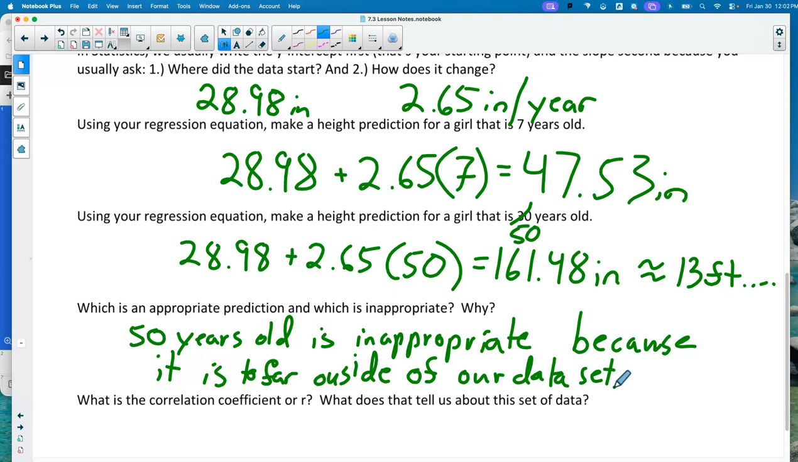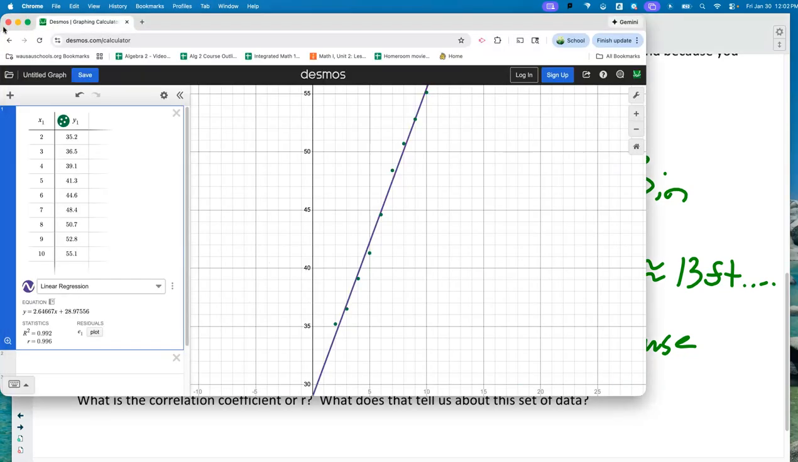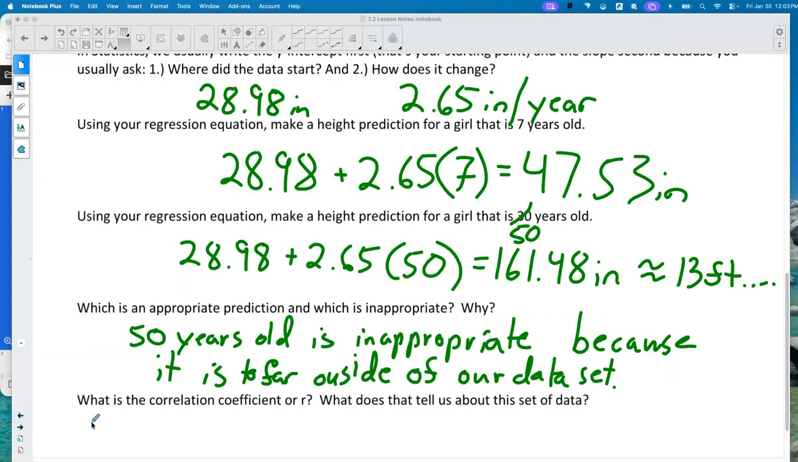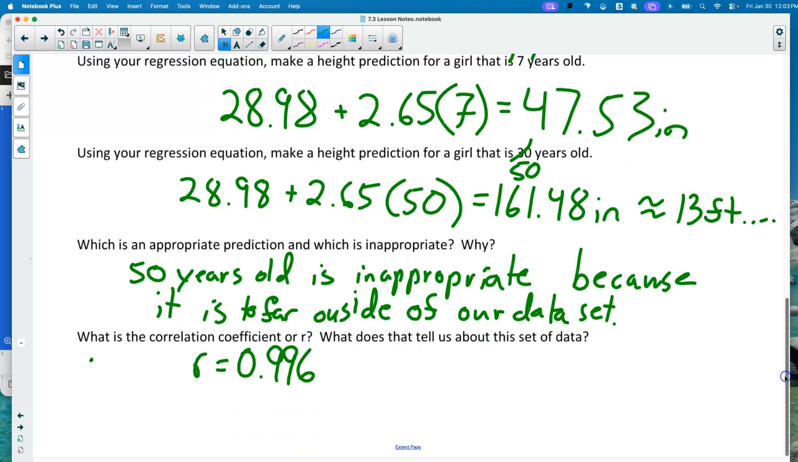Last thing then, what is the correlation coefficient? And that actually comes from Desmos. Desmos tells you right here, it gives you R squared, which is something you will find out about later. And then it gives you R, which is what our correlation coefficient is. So R is just 0.996. And so that is a very strong correlation.